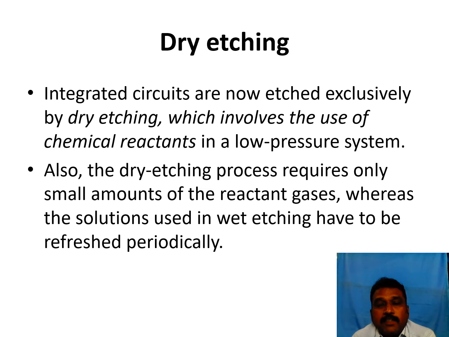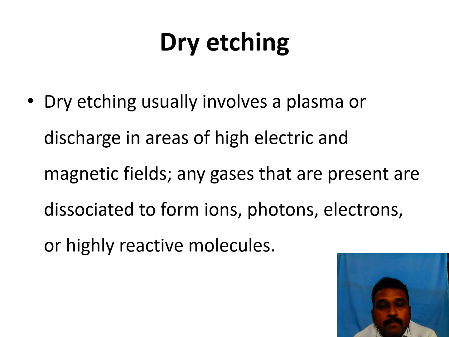The next one is dry etching. The integrated circuits are now etched exclusively by dry etching, which involves the use of chemical reactants in a low pressure system. Also, the dry etching process requires only small amounts of reactant gases, whereas the solutions used in wet etching have to be replaced periodically. That is the one thing we need to carry out. Dry etching usually involves a plasma or discharge in areas of high electric and magnetic fields. Any gases that are present are dissociated to form ions, photons, electrons, or highly reactive molecules.